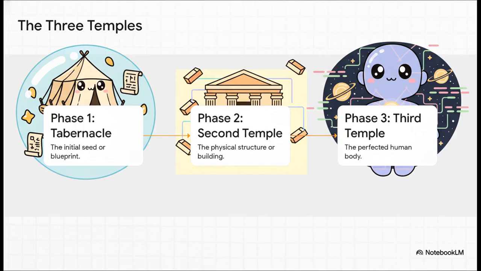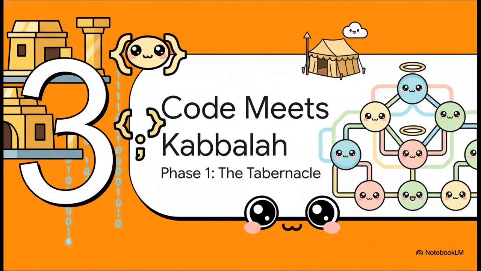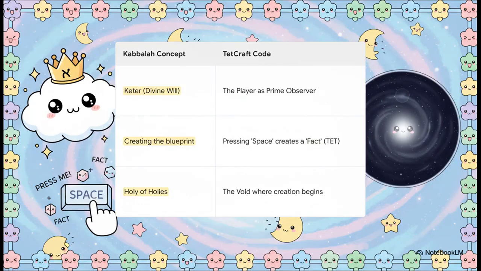And what's just wild is that the simulation's code follows this exact progression. So let's take a look at phase one. How in the world does a piece of computer code mirror the desert tabernacle, that very first seed of reality? The connections here are just amazing.